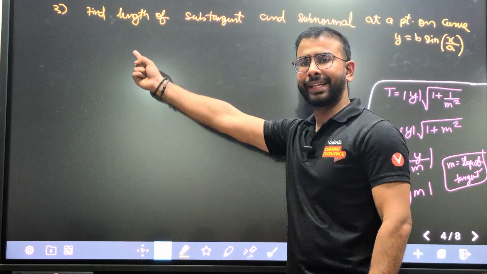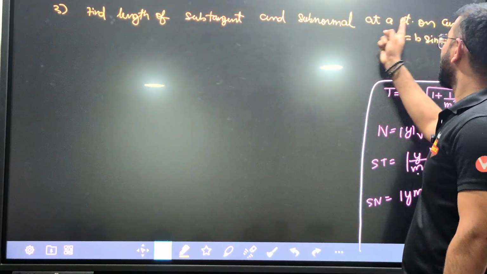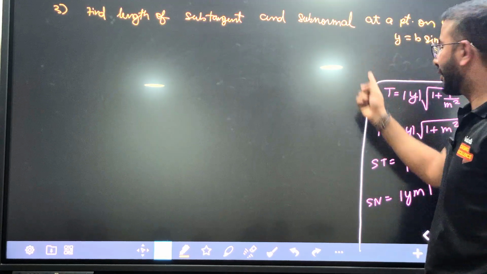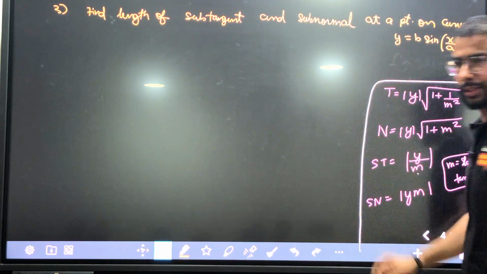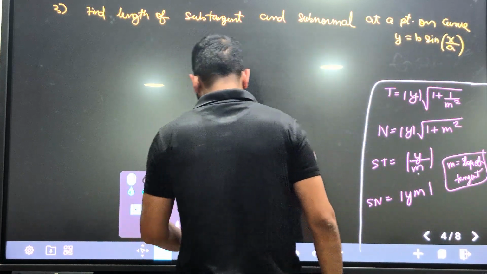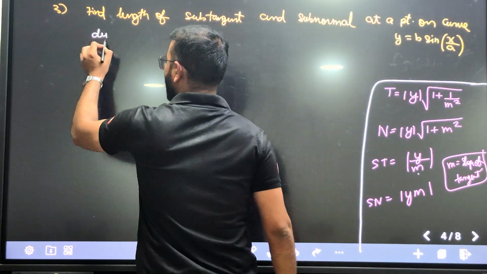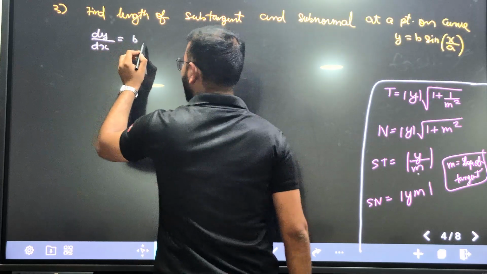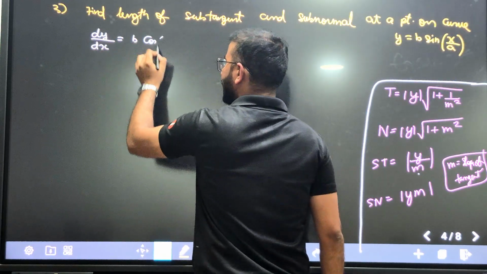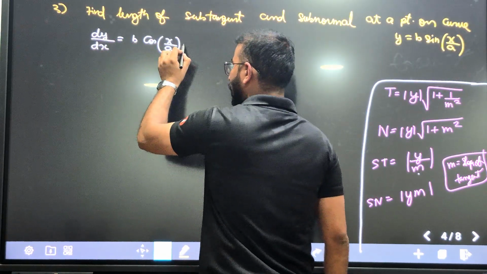What they're asking is find the length of subtangent and subnormal at this point. Y is given. What I want is m. How to get m? I'll differentiate this. So let me differentiate. What is y differentiation? dy by dx. Okay. Now b as it is. What is sine differentiation? Cos x by a. Now into what will happen?